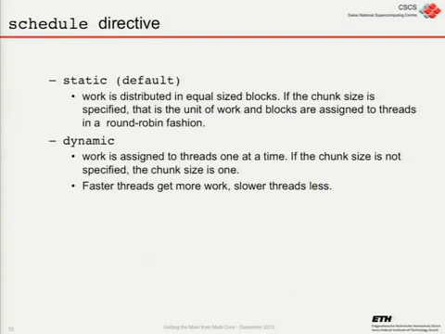So dynamic can be useful if you really don't know how much time a particular iteration is going to take. Faster threads get more work, slower threads get less work. When we say faster and slower, we're not talking about clock speeds or anything here. Normally we're talking about threads that simply had less to do in their iterations, so they're faster to get their work done.